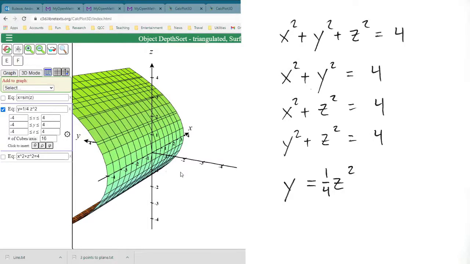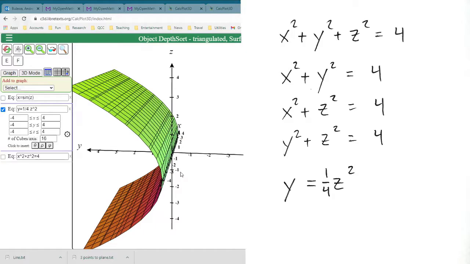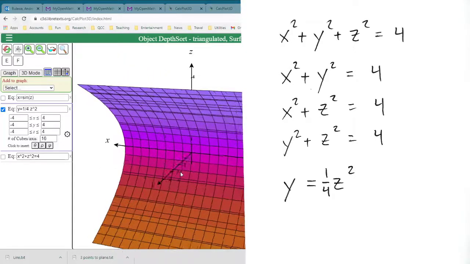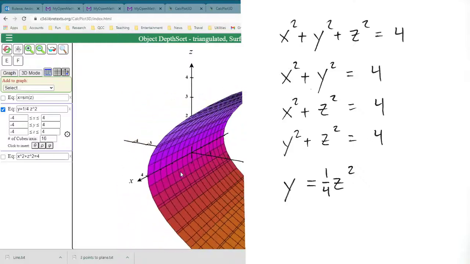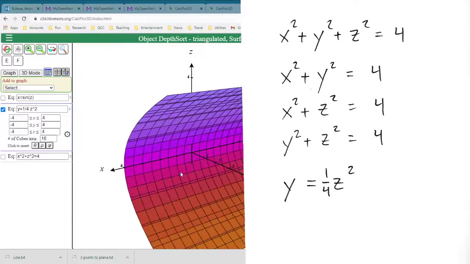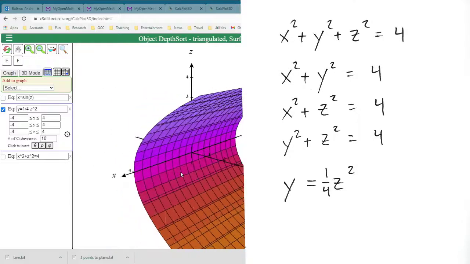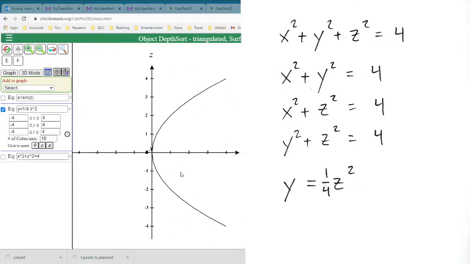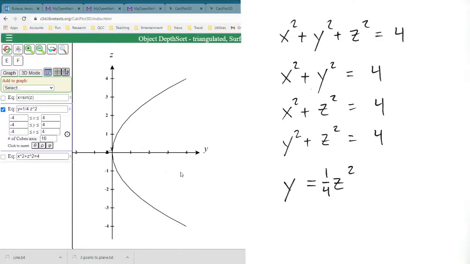So let's go ahead and take a look at this one. Here we have it. You can see the parabolic shape here, extending infinitely in the x direction, but adhering to the shape of a parabola in the yz plane. And if I look directly down the x-axis, there we have it. That's the parabola in the yz plane.